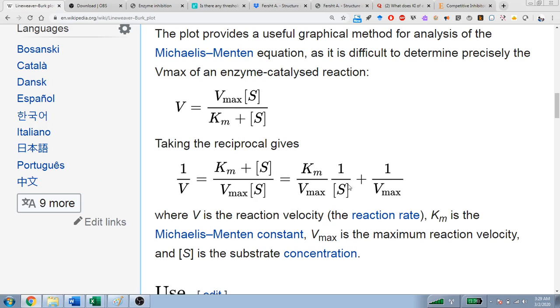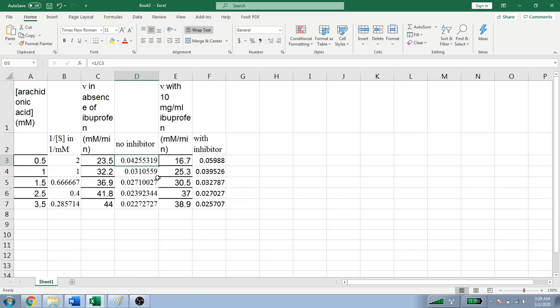So I took the reciprocal of the substrate concentration, which in this case was arachidonic acid, and so this would be the x values. The reciprocal of the rates with no inhibitor would be the y values. And then the reciprocal of the rates with inhibitor would be the y values for another line on the same plot. Let me show you what I mean.